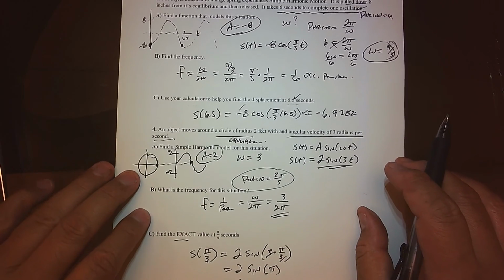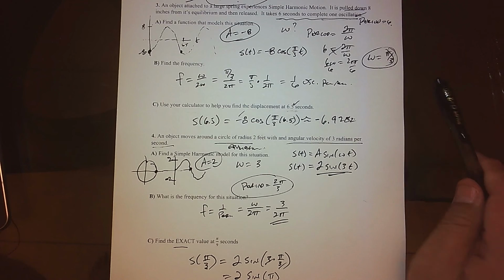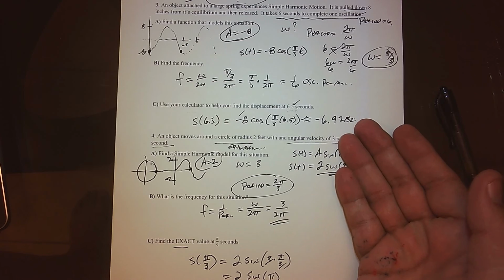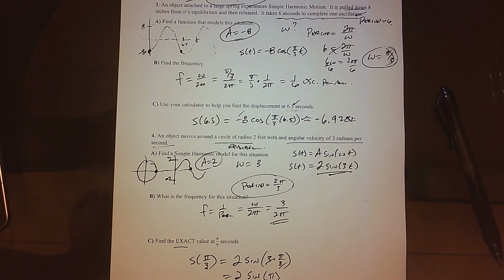So there's how you do some curve fitting with some word problems in the case of simple harmonic motion. It's all about finding your A and finding your omega. Sometimes we flat out give it to you. Sometimes you have to work for it a little bit with the period stuff. And that should wrap up simple harmonic motion.